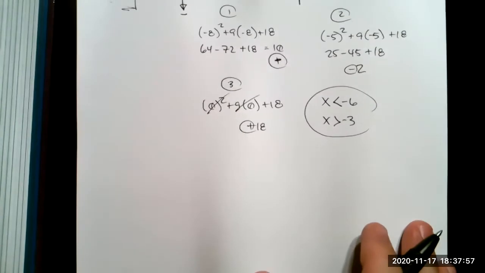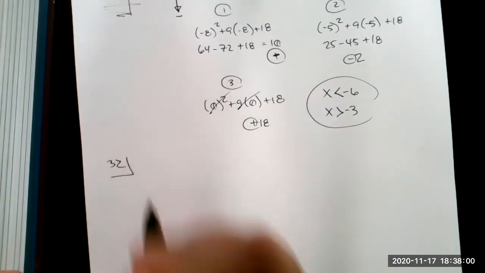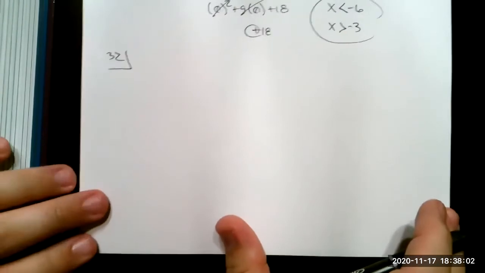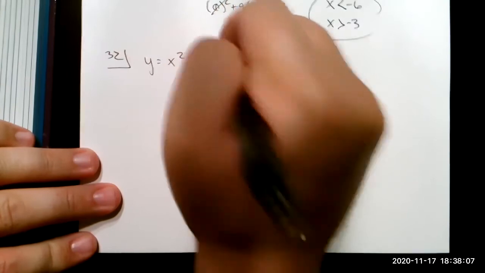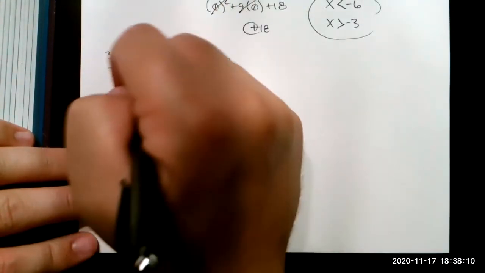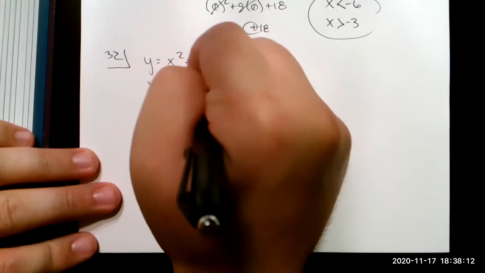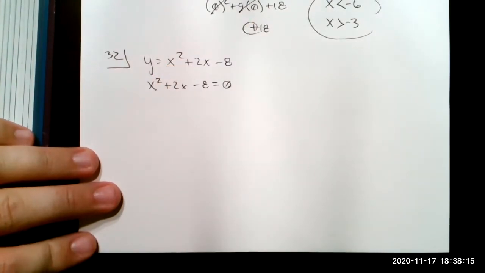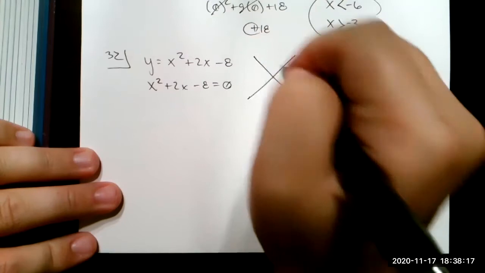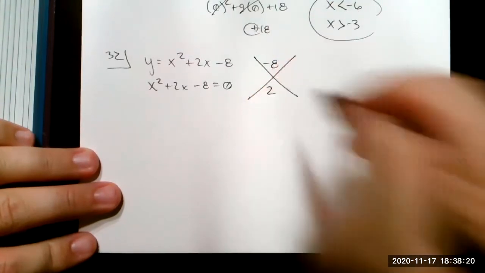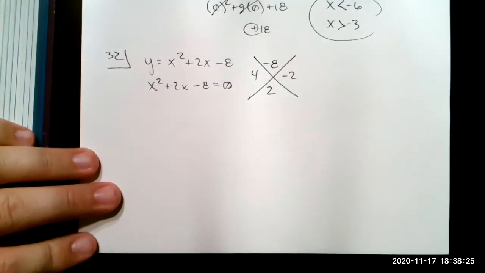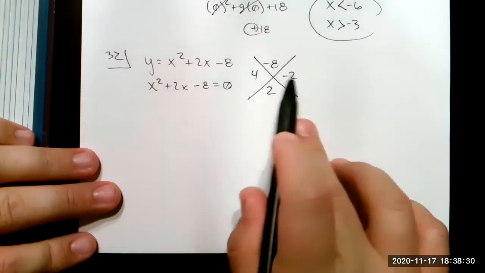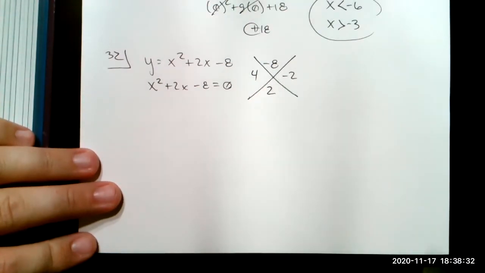All right, it's 32. 32 is y equals x squared plus 2x minus 8. I'll set this equal to 0. There's no GCF. I'll factor it. A times c at the top, b down below. Two numbers that multiply to -8 but add to 2 are -4 and 2. I'm sorry, 4 and -2. Let me double check myself so I'm not screwing it up. 4 minus 2 is +2, so that works.